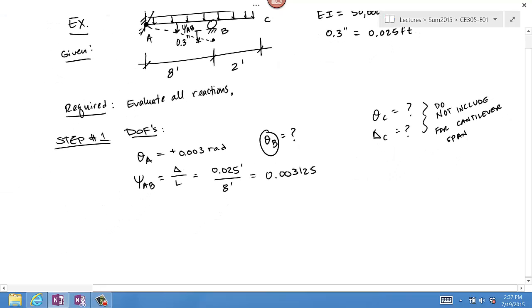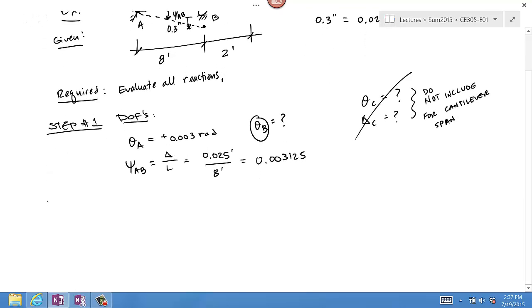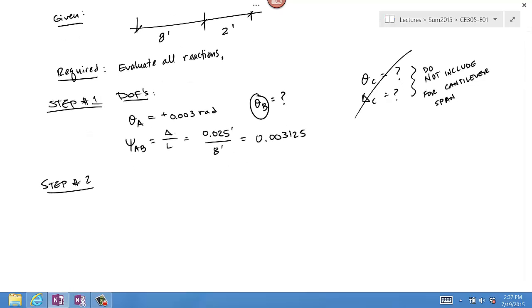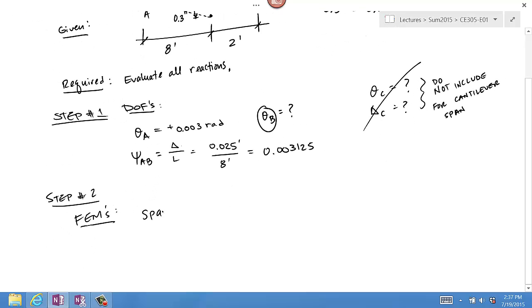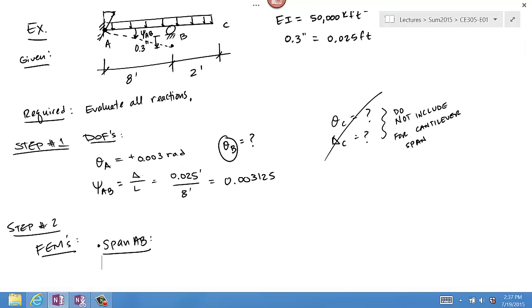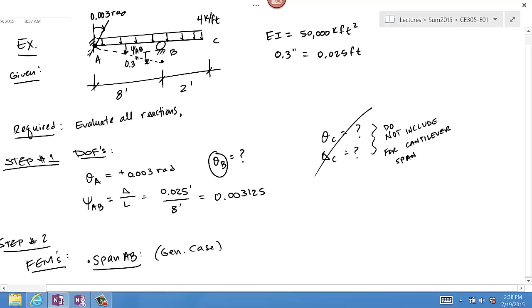So those are not part of our solution. So the second step will be to write out the slope deflection equations, but if you remember, as part of this step, we need to figure out the fixed end moments, the FEMs. So now looking at span AB, we see that we have a general case span, and that it has a uniformly distributed load of 4 kips per foot.